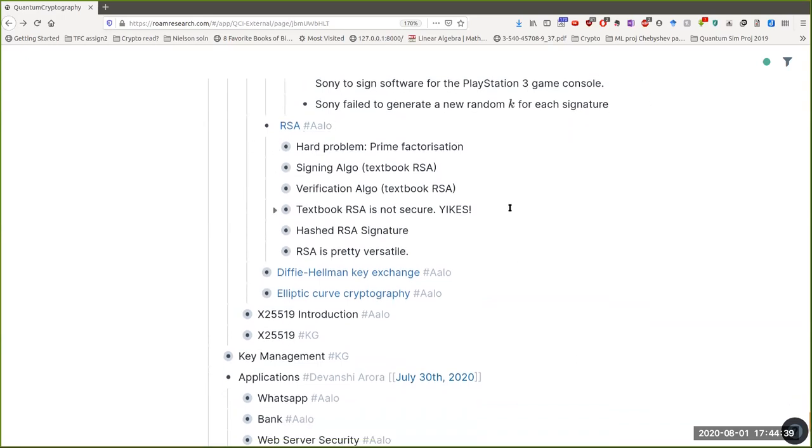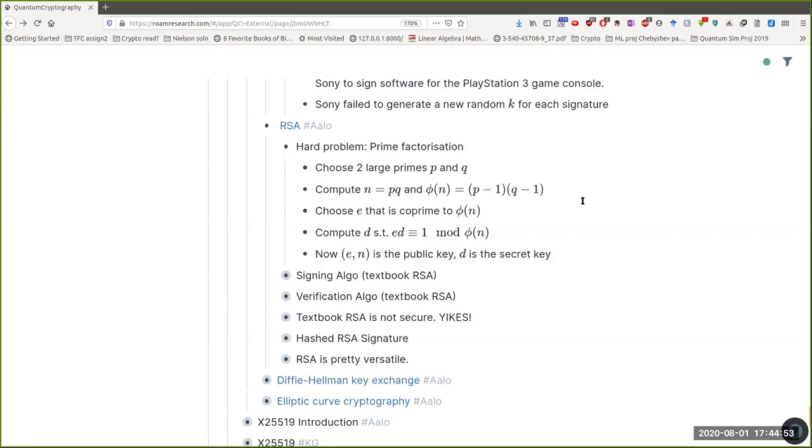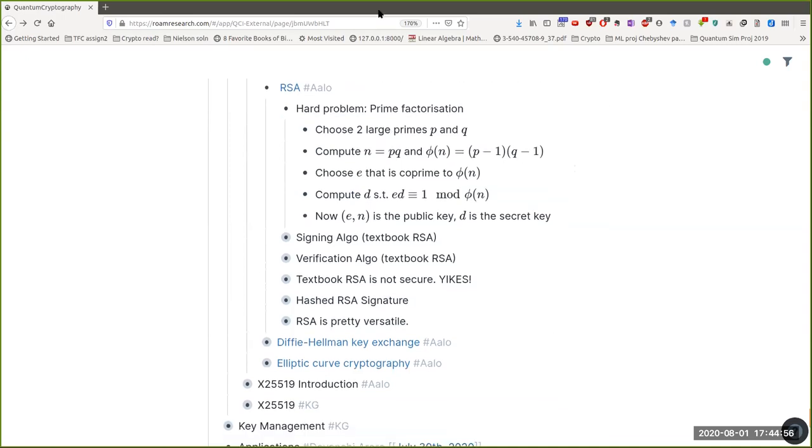What is the hard problem over here? Remember, I need a hard problem so that, given all public parameters, the attacker will not be able to figure out my private key. That's why I need to first decide on my hard problem. So what's the hard problem? Prime factorization. Okay, so what's this? Basically I'm choosing two primes, P and Q, and I'm setting N equal to PQ.